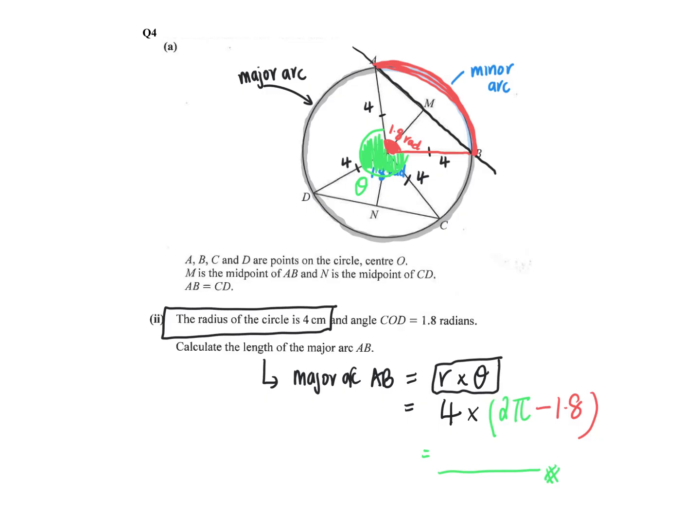So when it's an arc, look at the angle. This is in radians, then you must use the radian formula. These are the crucial parts.